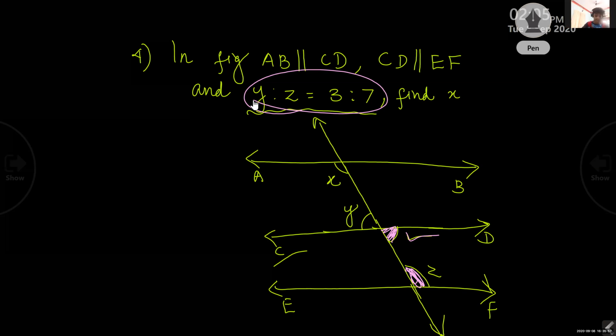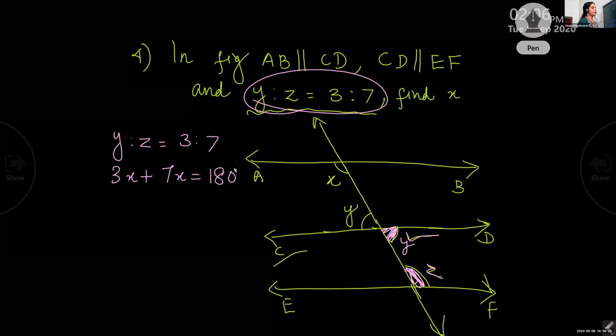Clear? 3x plus 7x is equal to 180 degrees. This angle is Y itself, right? Because these are vertically opposite angles. So now you can find Y is to Z equal to 3 is to 7. And we take 3x plus 7x equal to 180, because those are supplementary. Now 10x equal to 180. X equals 180 by 10 equals 18.